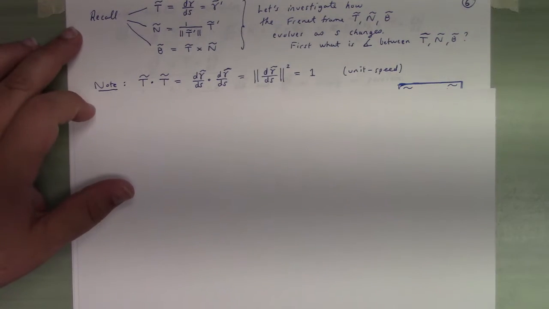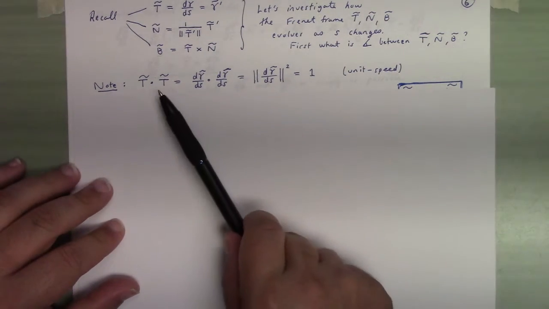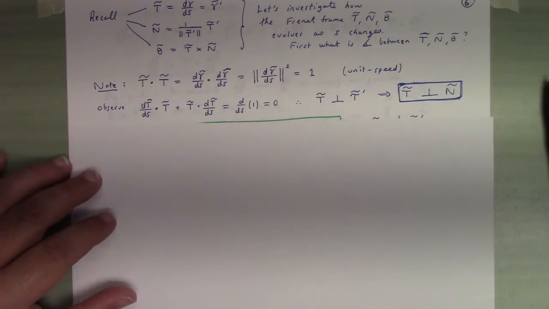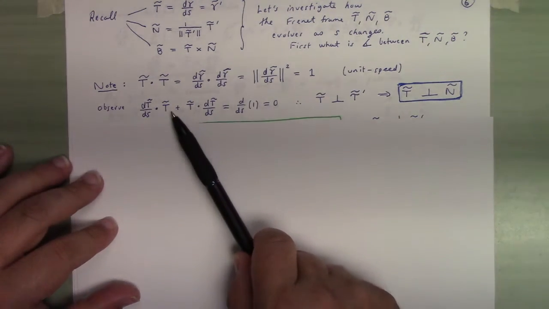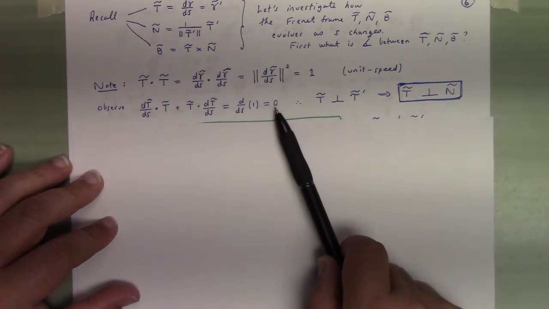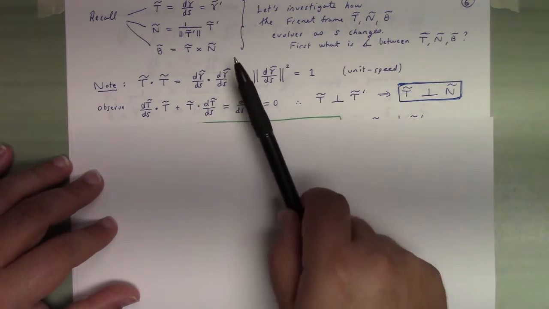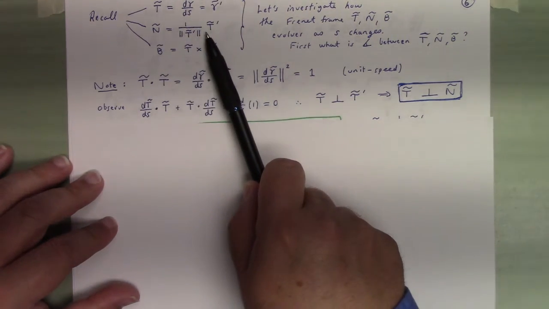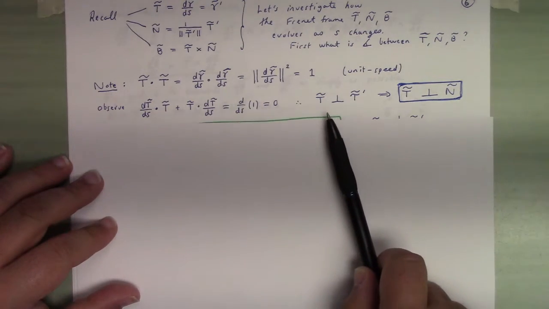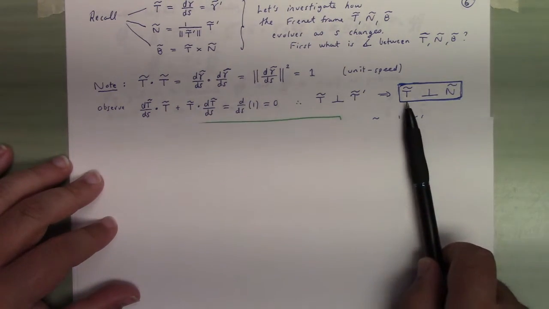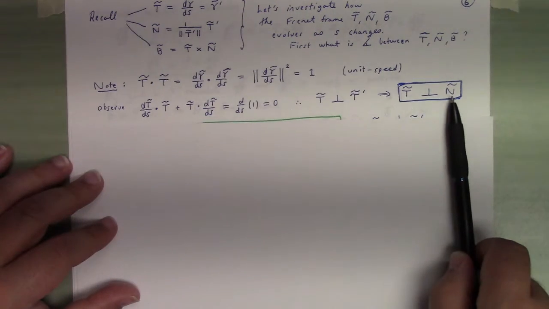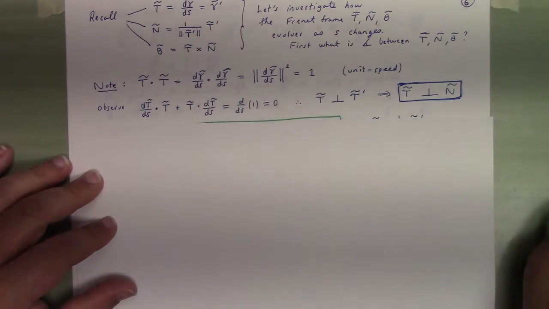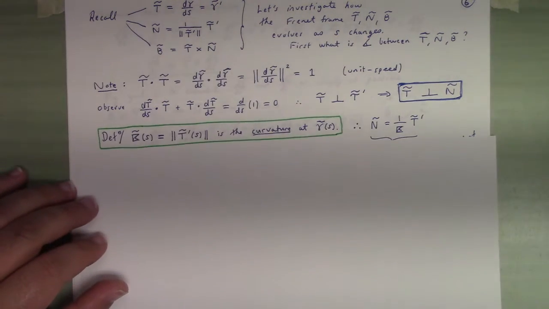So notice that since it's got unit speed, the dot product with itself is 1. But if we differentiate that, that shows us that the derivative of t and t are perpendicular. But notice that n tilde is a scalar multiple of the derivative of t, so that implies that t tilde and n tilde are perpendicular. And then, of course, b tilde is going to be perpendicular to both of these because it's a cross product.